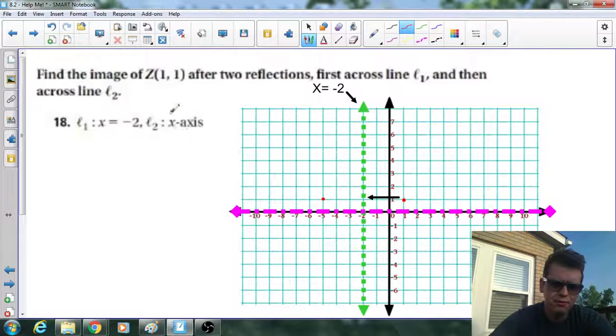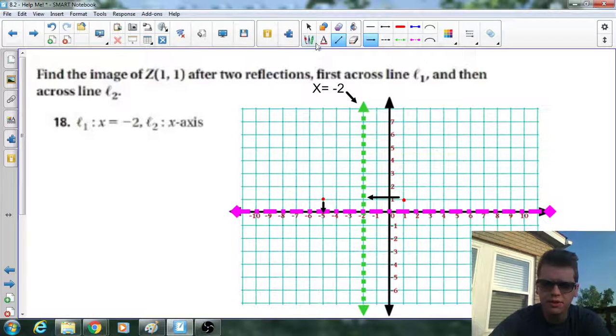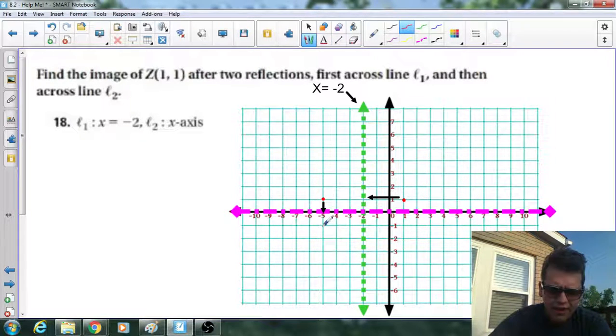Then I have to reflect across the x-axis, which I have in the purple dashed here. So since I'm 1 away from the x-axis, but again, remember we have to go perpendicular. So if it takes me 1 to get back to the axis, I'm going to go 1 on the other side of the axis and hit right here. So there would be my final point at -5, -1.